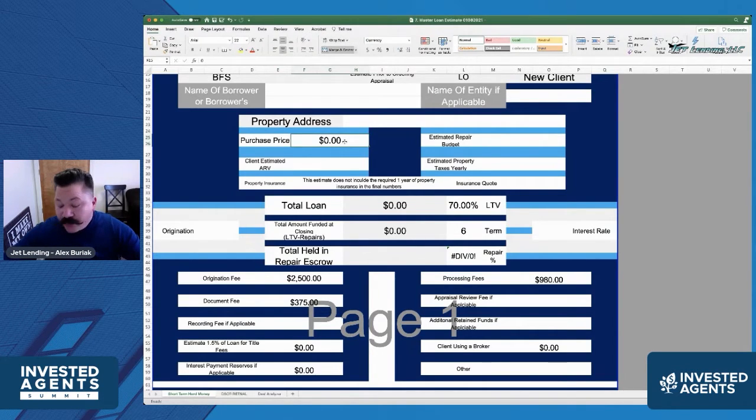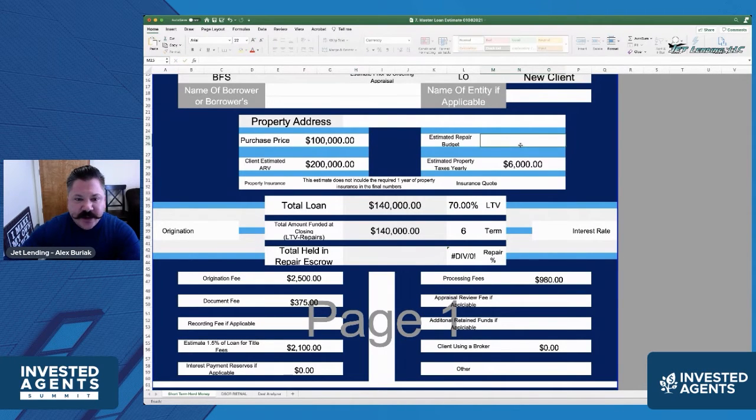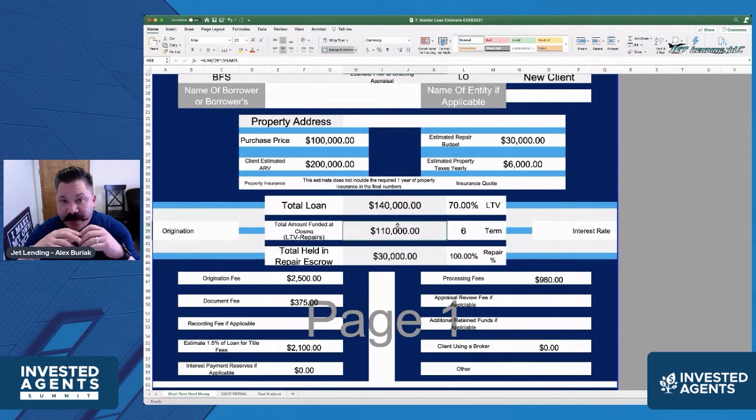So if you had a property, and let's say the purchase price was 100 grand, and the after repaired value was 200,000. We had property taxes, on a $200,000 house probably around 3%, so probably like $6 grand. And let's say you had to put $30,000 into that deal to repair it. So on an asset-based lender, we're going to fund up to 70% of the after repaired value.